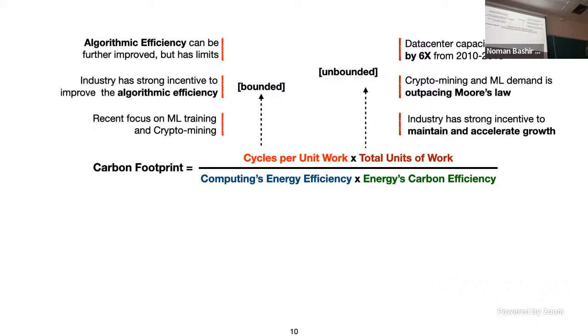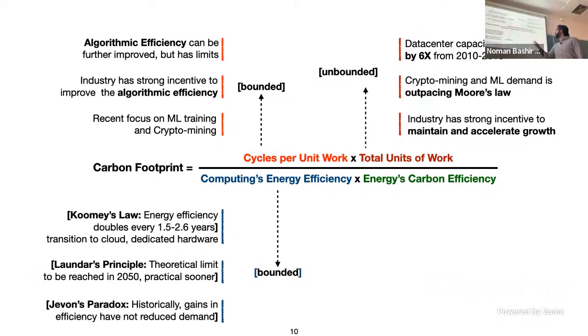So we are not able to fit as many transistors as the demand is increasing. And industry has a very strong incentive to maintain and accelerate growth. They don't have any incentive to reduce demand, because more demand means more users, more money. And this is how a typical company which is investor owned, or in a capitalistic economy, works: growth is basically it. So you have to maintain and accelerate growth, and that is the goal of companies, and they don't have any incentive to reduce that. So this will be an unbounded factor.